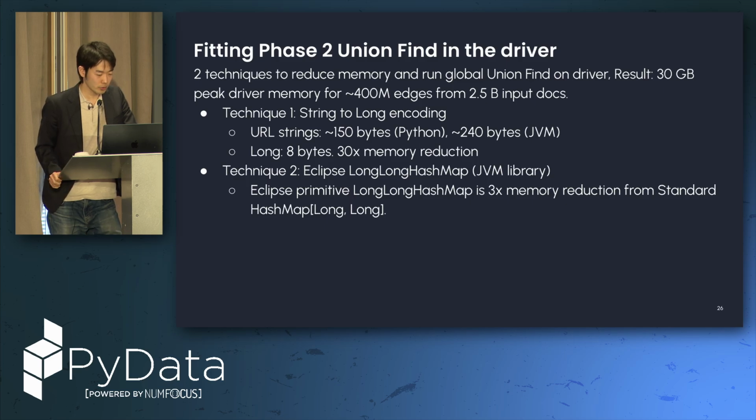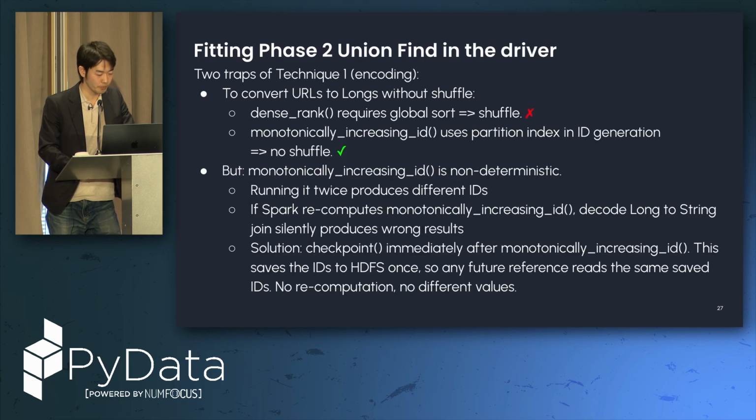There are two techniques to reduce memory when running global union find on the driver. The first is to use encoding from string to long, so that we can reduce the memory size. The second is to use the Eclipse long hash map. These ended up with a 30 gigabyte peak driver memory.